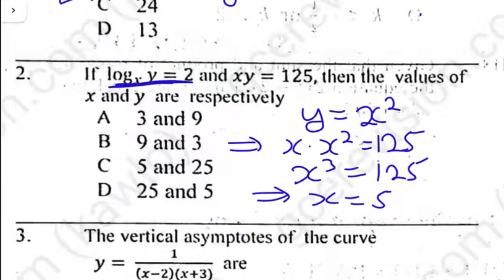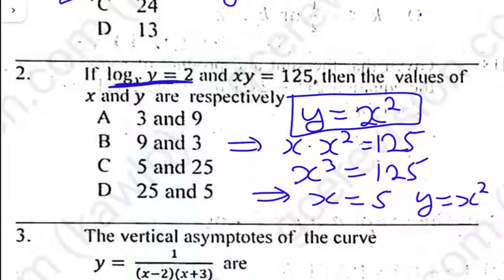And if x equals 5, we know that y is equal to x squared, right? We know y equals x squared from this relationship, so y will be equal to 25. So x is 5 and y is 25.